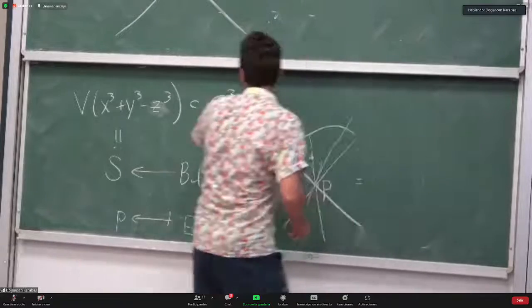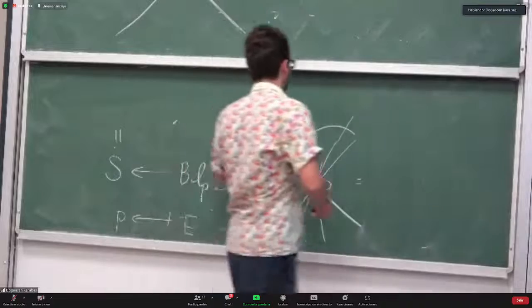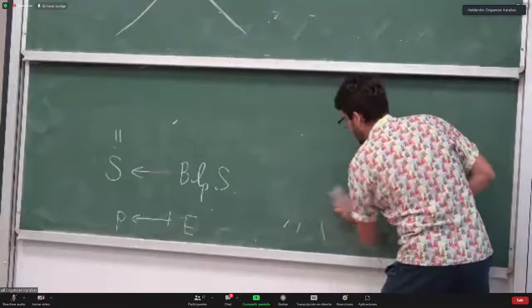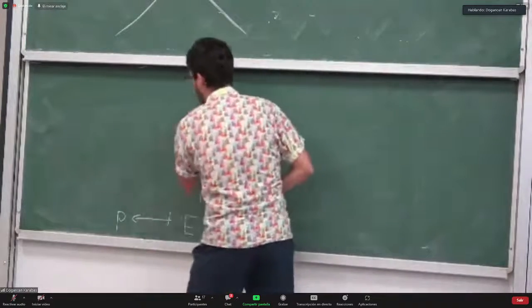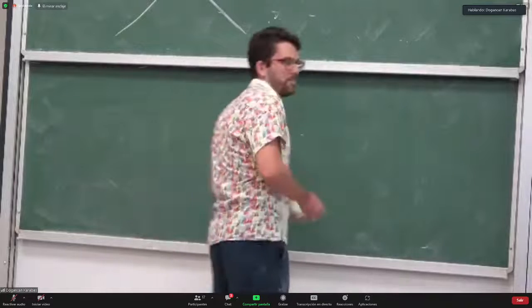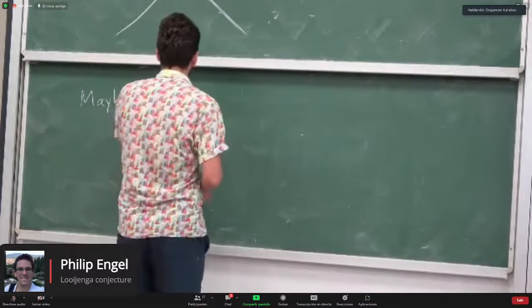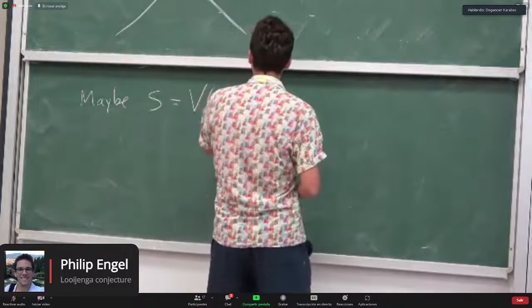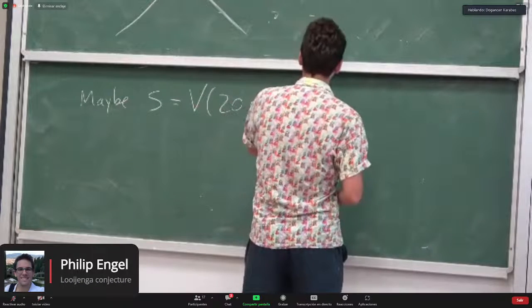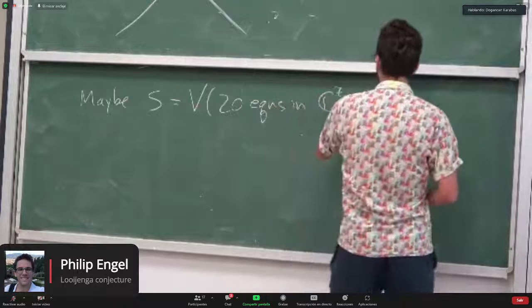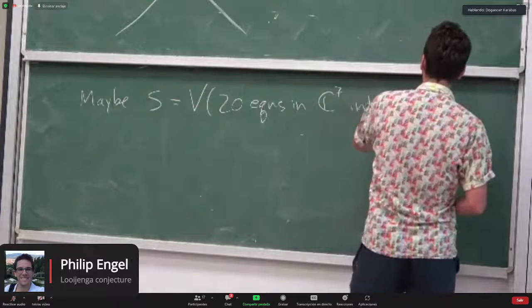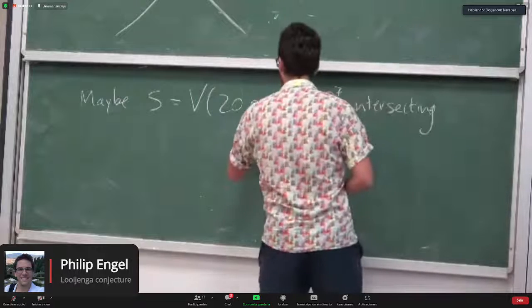So this really raises the question, how could something not be smoothable? It seems like you could just deform the equation a little bit and get something smooth. But this is not so obvious because maybe my S is the vanishing locus of like 20 equations in C7, which intersect non-transversely.